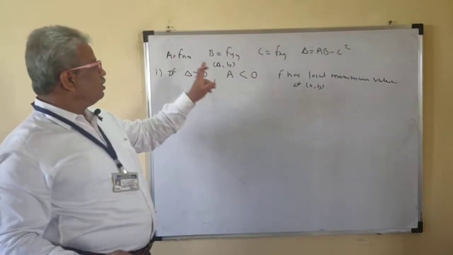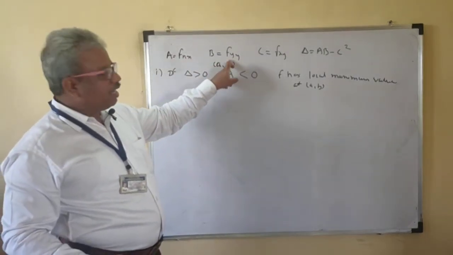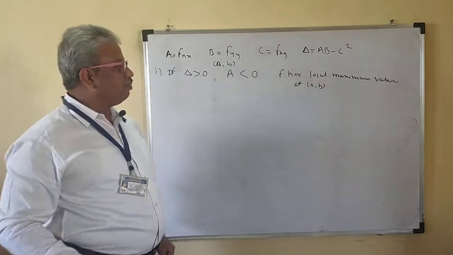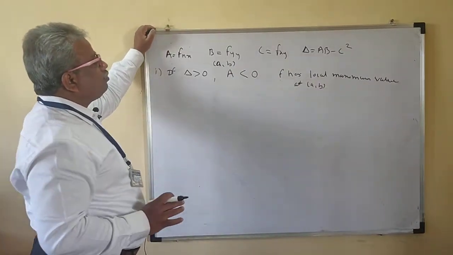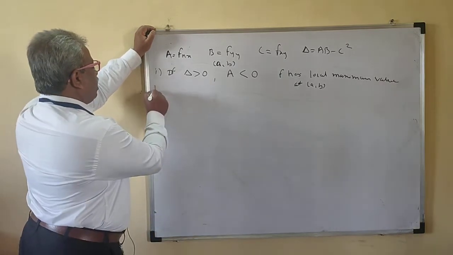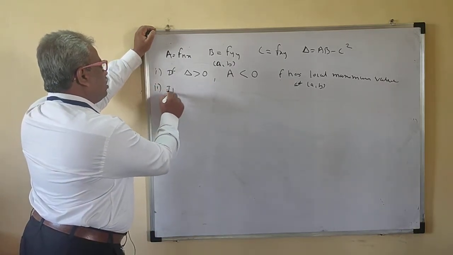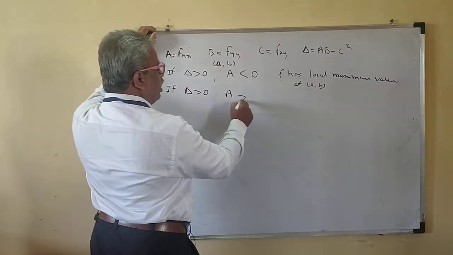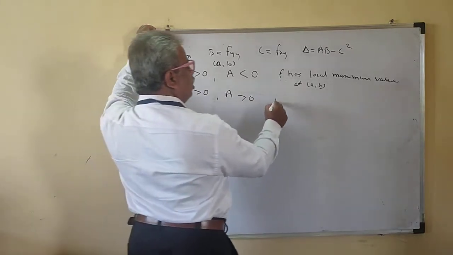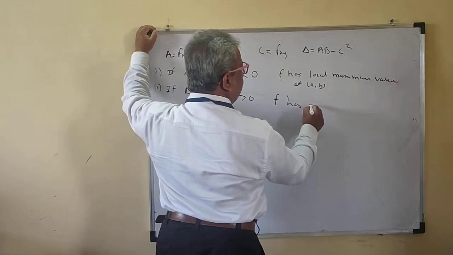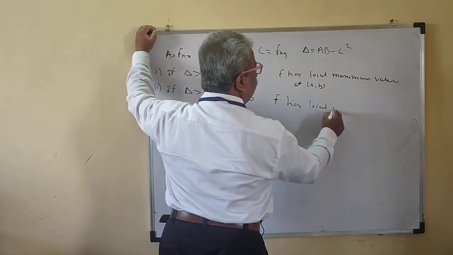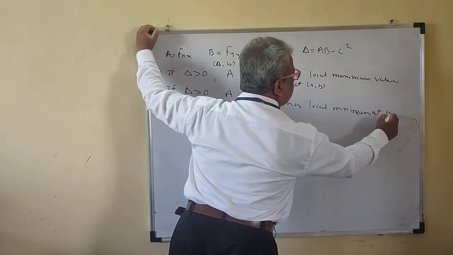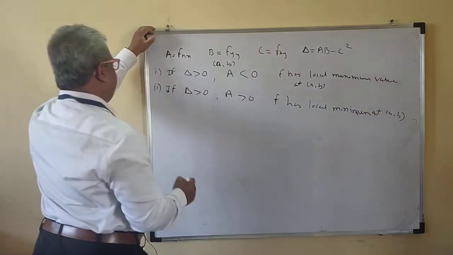That is AB minus C square. A is what? fxx. B is what? fyy. And C is what? The mixed order derivative fxy is your C. You have to take the square of that one. Okay. Second, this is a very important condition. If delta is greater than 0 and A is greater than 0, both greater than 0, then f has a local minimum value at (a, b).